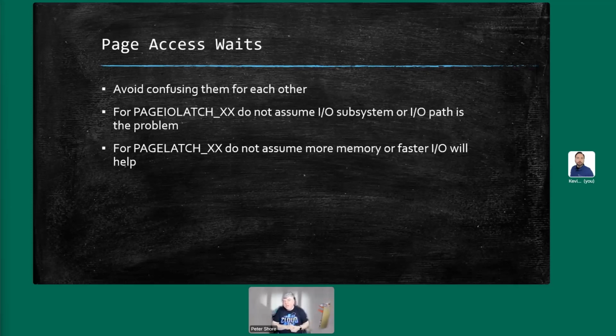Page latch: don't assume more memory. In fact, never assume more memory will fix that, because the page is already in memory. Whether you've got 32 gig in that system or a terabyte in that system, that page, and any page, is still only going to take up 8K. Also, since it's already in memory, faster IO is not going to help.